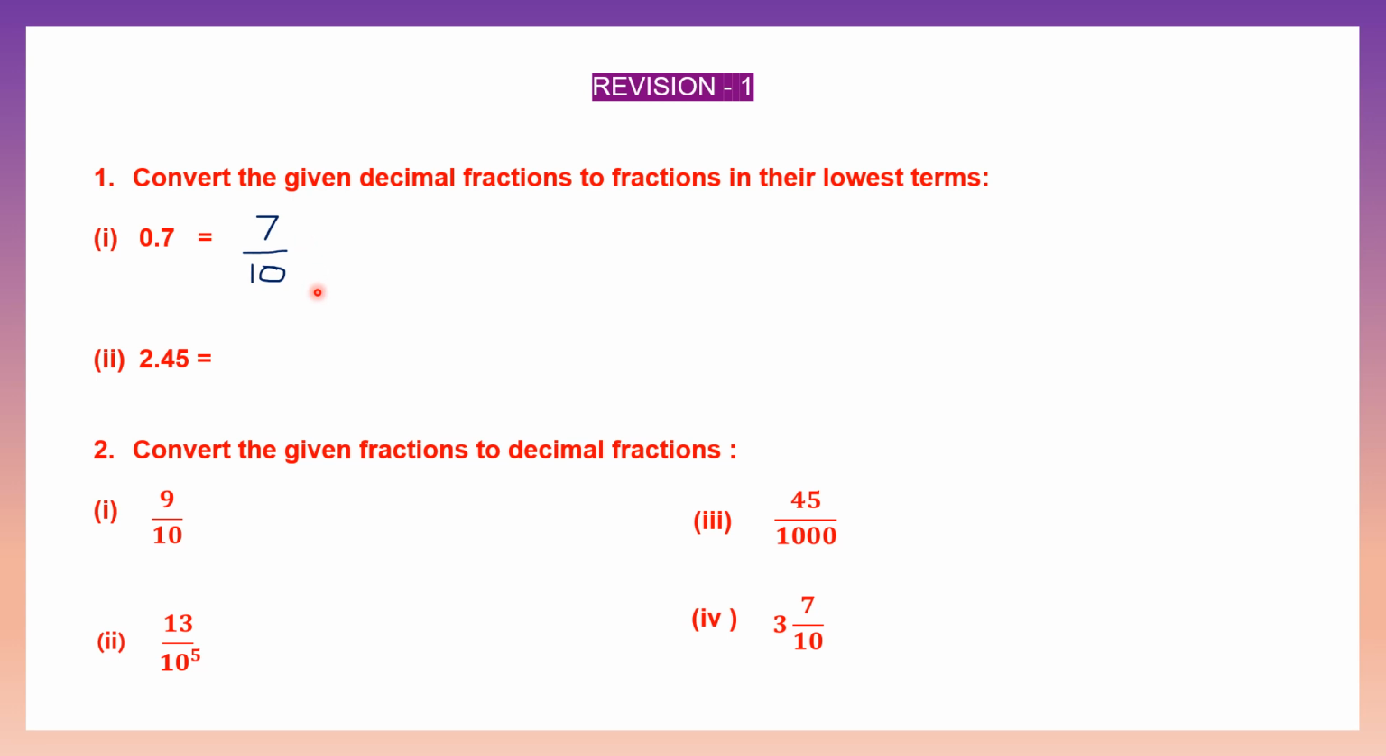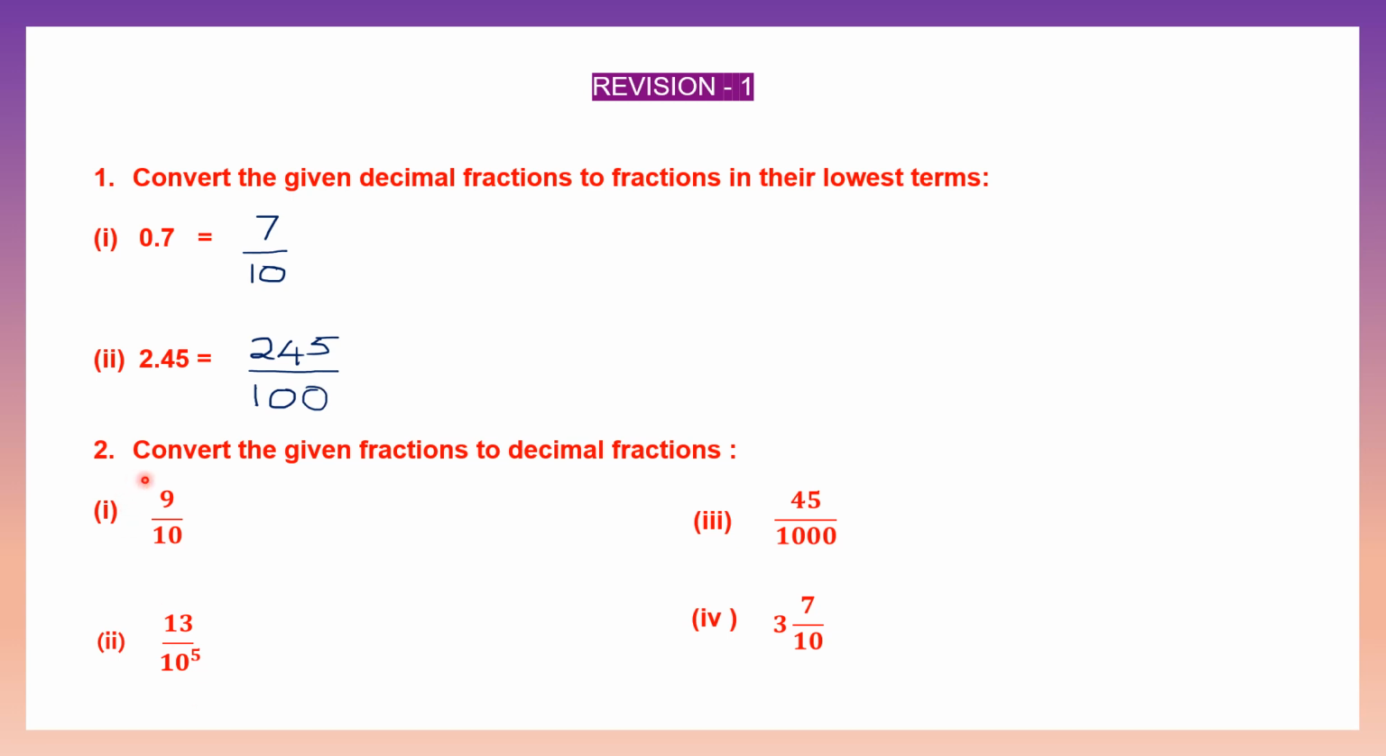So 7 by 10 is a fraction. Now, can we reduce this to the lower term? We cannot reduce it, so this is our final answer. The next one, so let's remove the point and write 245 when we remove the point. Now, we're going to give this a denominator which is 10 or a higher power of 10, so we start with 1. Now look at your question. After the point, there are two digits. So you must have two zeros in your denominator. So this becomes 245 by 100.